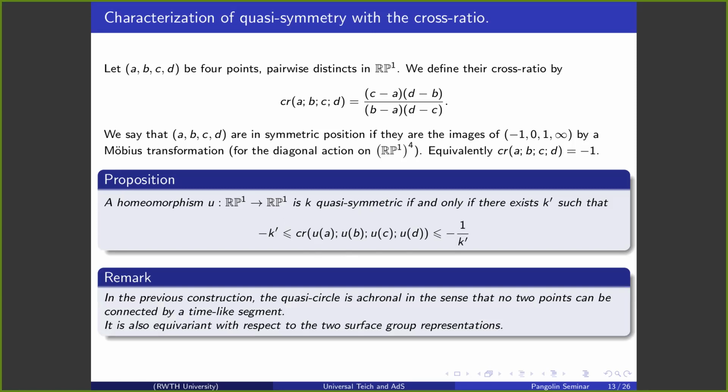Right, so that's it about quasi-circle. Let me just point out that in the previous construction of quasi-Fuchsian manifold, the quasi-circle in the boundary has two additional properties. And first, it's achronal, meaning that you cannot connect any 2 points on the quasi-circle by a time-like geodesic. Actually, it wouldn't be a quasi-circle if you could. And it's also equivalent with respect to the two Teichmuller representations rho minus and rho plus.